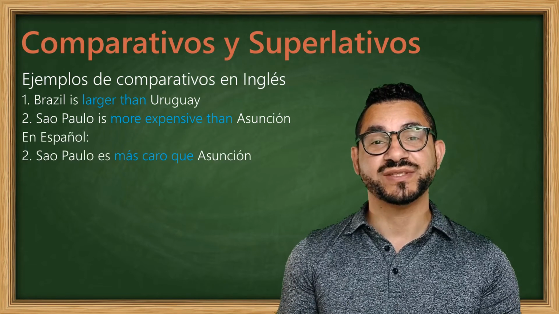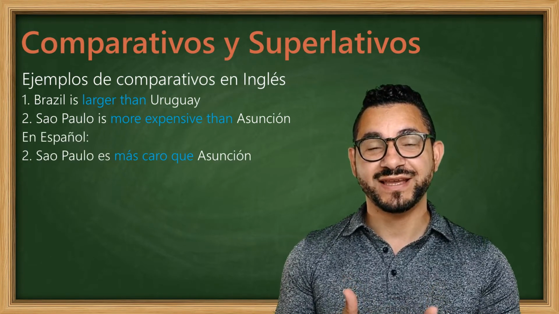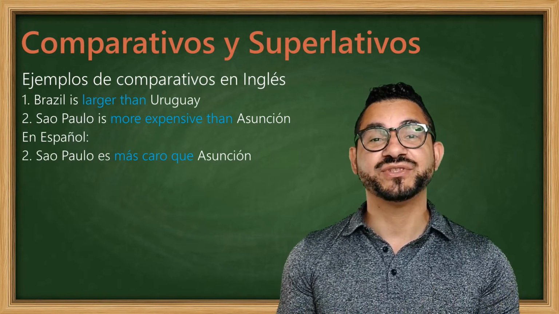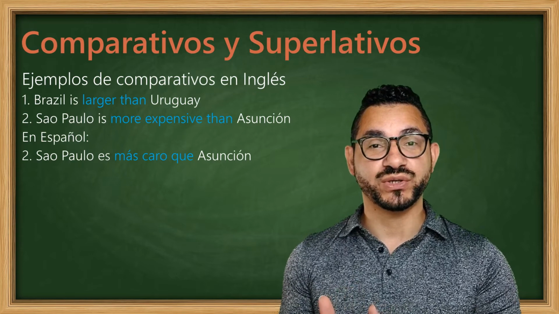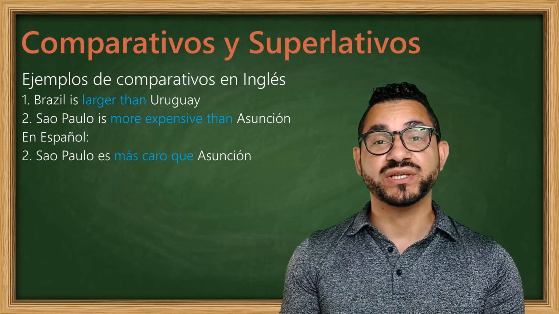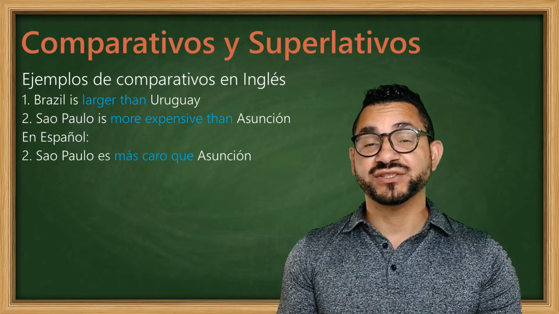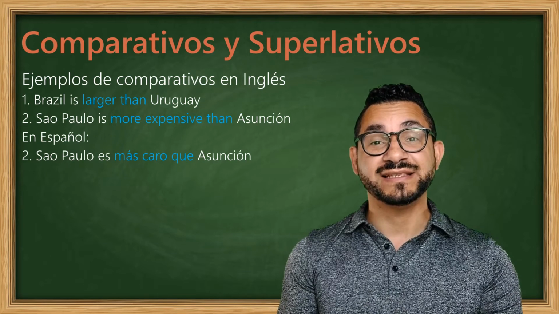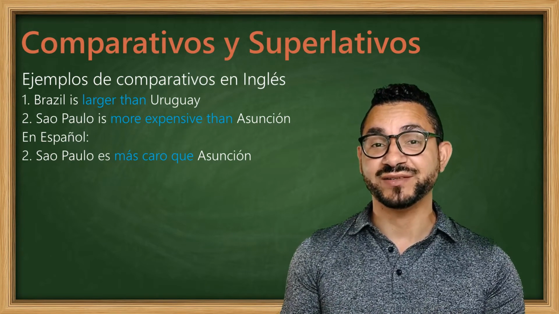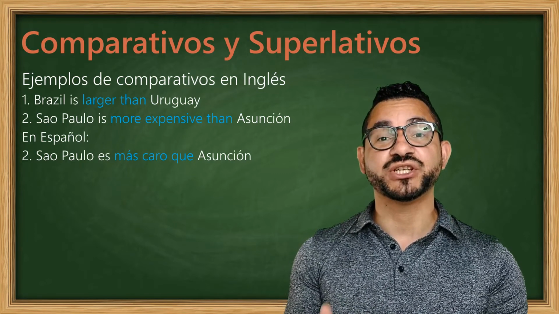number 1. So sentence number 2 would be, Sao Paulo es más caro que Asunción. As you can see, you could translate this sentence word by word, okay? Probably the word that is new for you is the word que, in English than, all right? This word que doesn't have a tilde, and it's used in many different occasions, not only just with comparisons. We will learn a lot more about this word in future lessons.